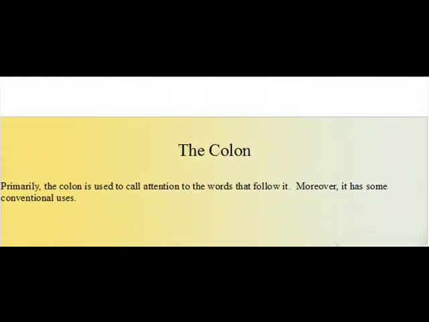The colon. Primarily, the colon is used to call attention to the words that follow it. Moreover, it has some conventional uses.